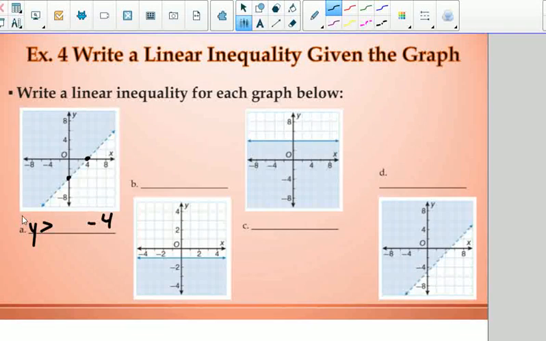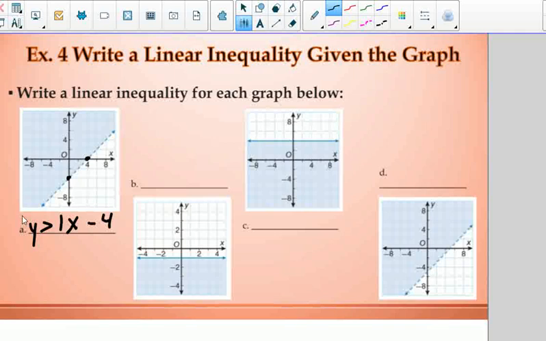And now I just need to use rise over run. So it goes up 4 over 4. 4 over 4 is 1. And since my line is going up from left to right, I know it's a +1. So it's a +1x. And everything's shaded above that line, so that's why it's y is greater than 1x minus 4.